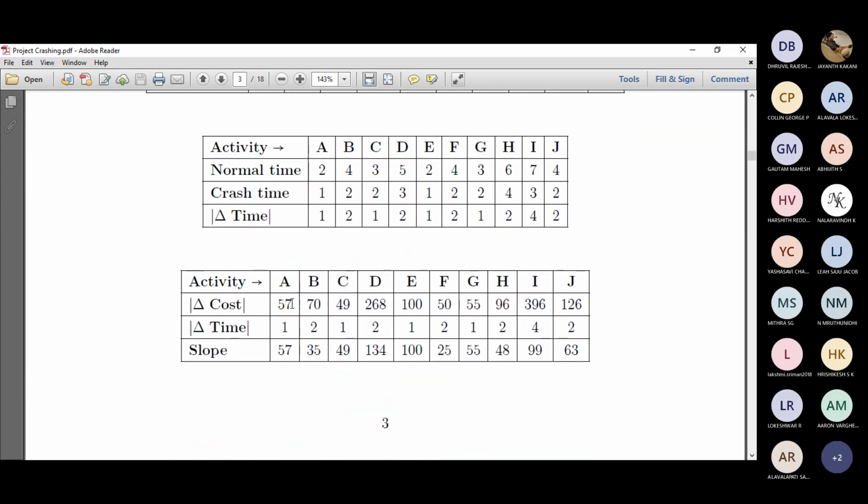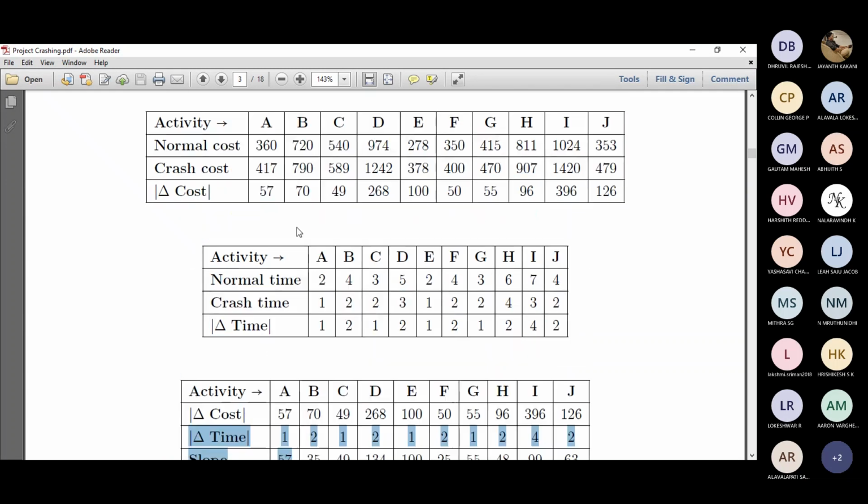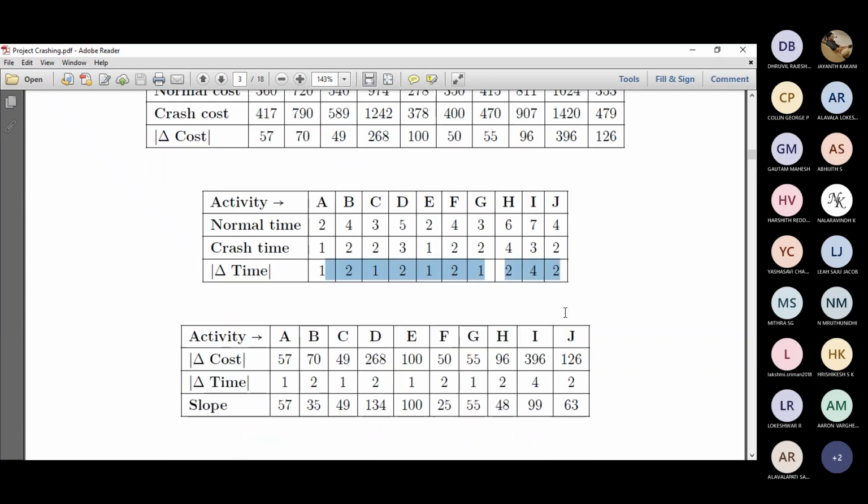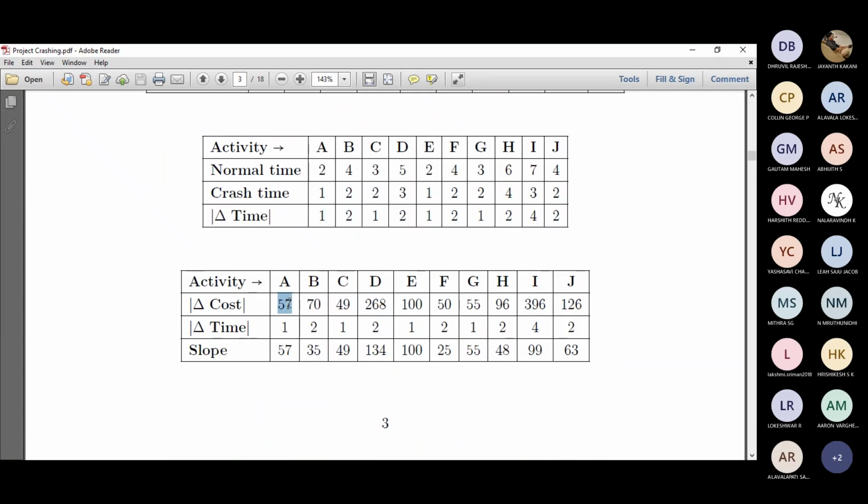Then we will be taking a cost slope. So how to find cost slope is delta cost divided by delta time. So delta cost we will take from this particular column and delta time is from this particular column. We divide cost by time. So 57 divided by 1 is 57. 70 divided by 2 is 35 and 50 divided by 2 is 25 and so on. Or 396 divided by 4 is 99 and so on. Right. So this is how you generally find out the cost slope.